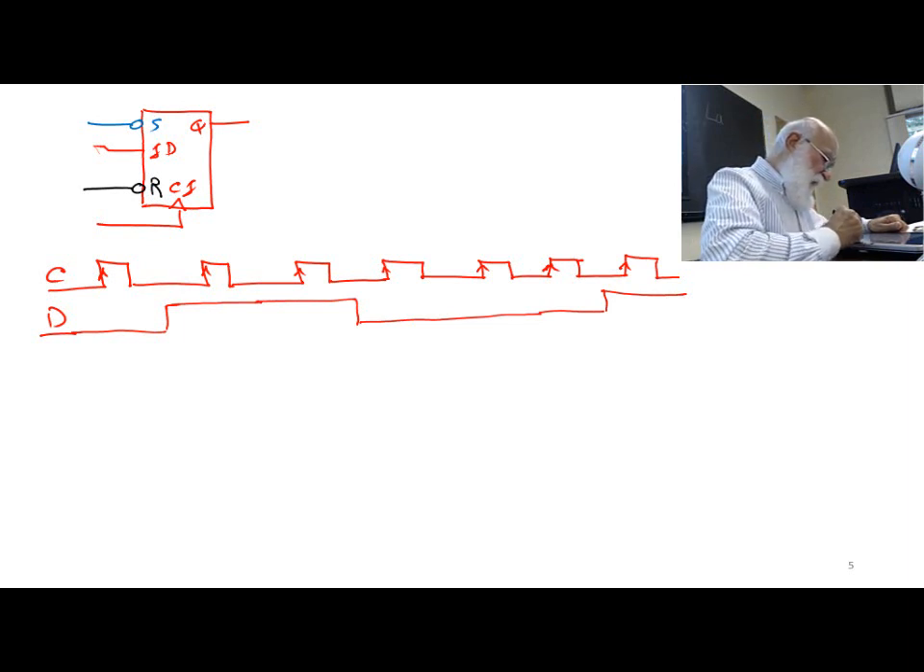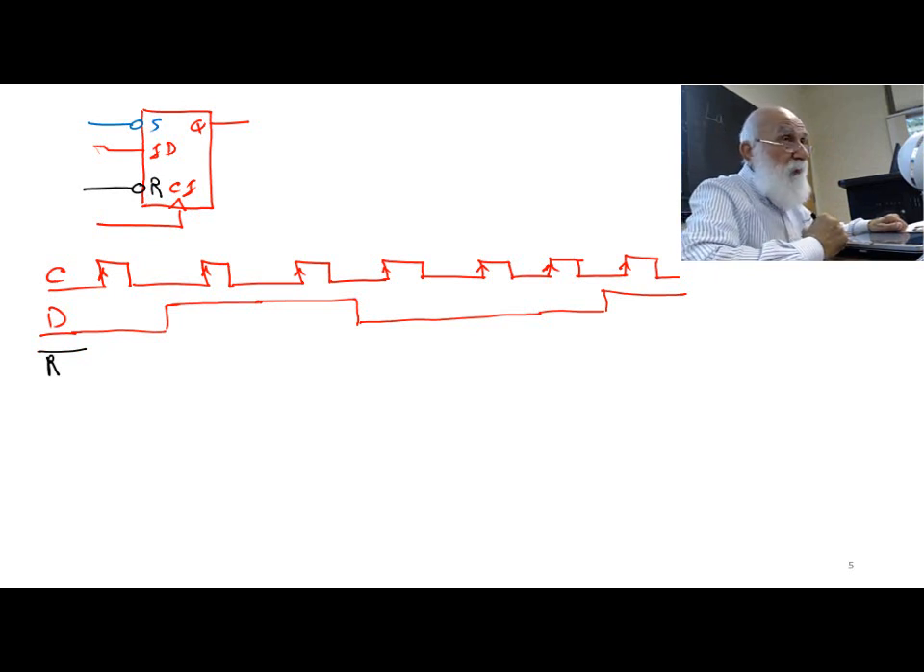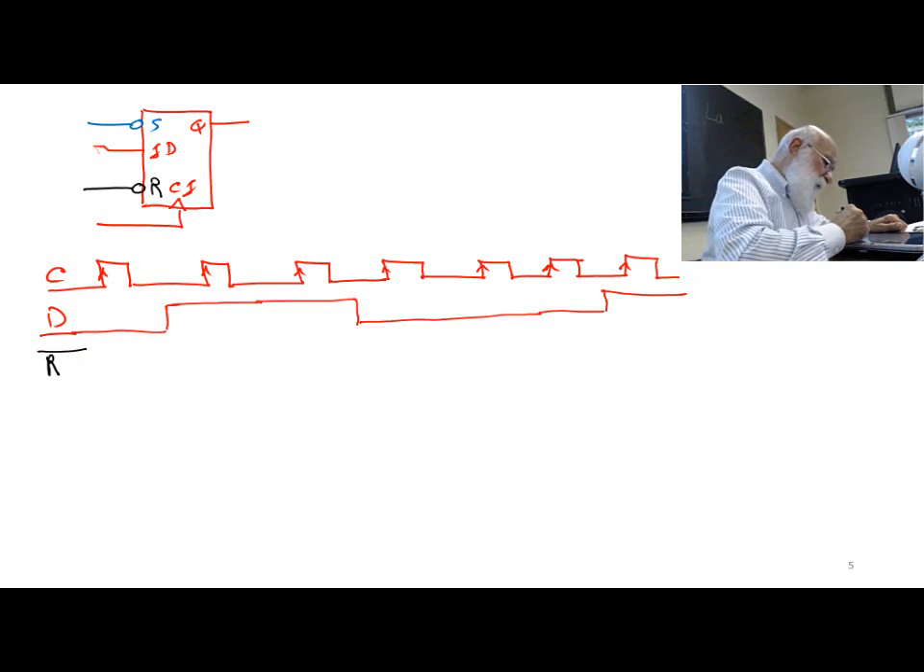Okay, I have a reset input R, which normally I keep 1. Okay, I keep it 1, but then somewhere down here I change it to 0.